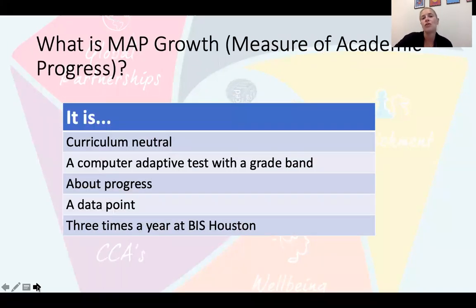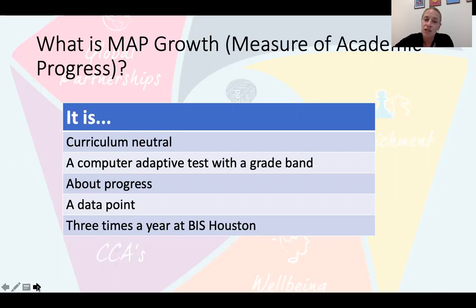So the MAP test is the measure of academic progress. It's curriculum neutral, it doesn't follow any syllabus, it's just asking children different questions. It's a computer adaptive test. So that means that each question that the children get asked, if they get it correct, then the next question is going to be harder. If they get the question wrong, then it's going to ask them lateral questions about similar topics or ask them similar questions in a different way to find out exactly what they do and don't know.